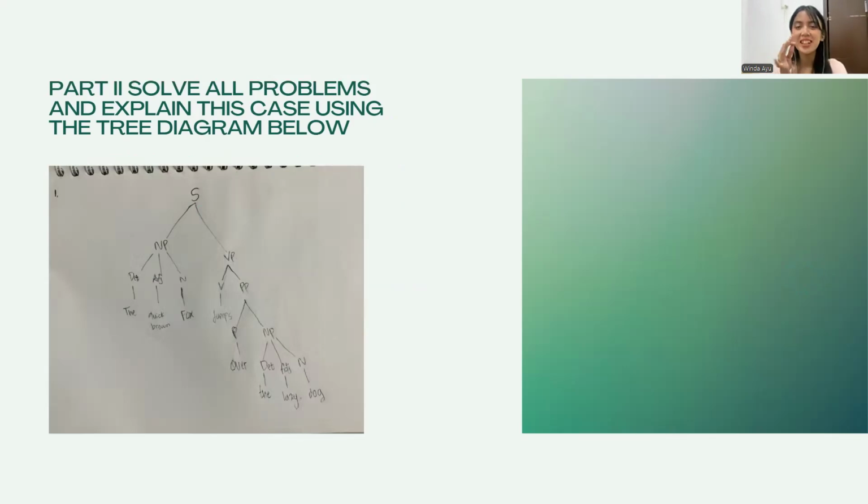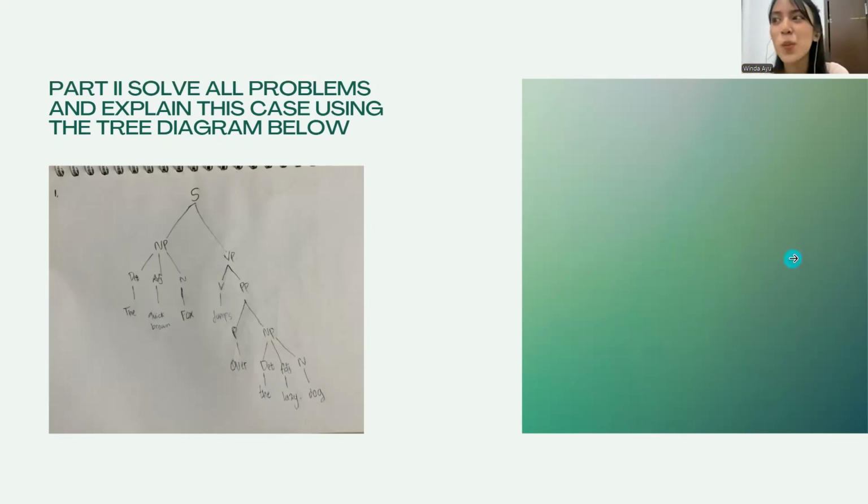Part two, solve all the problems and explain, discuss using the three diagrams below. The first one is the quick brown fox jumps over the lazy dog. We have the subject, the NP. The determiner is the, the adjectives are quick brown, and the noun is fox. Then the verb phrase, the verb is jumps. The prepositional phrase, the P is over. The NP: the determiner is the, the adjective is lazy, and the noun is dog.